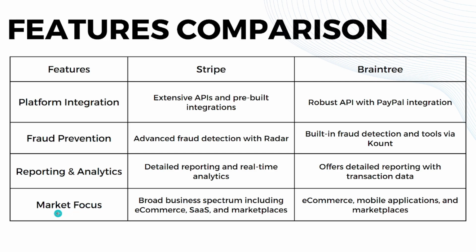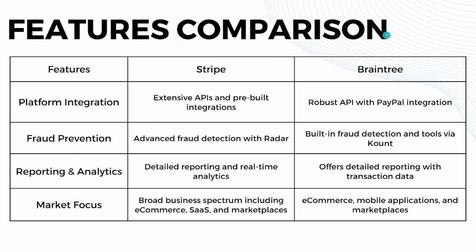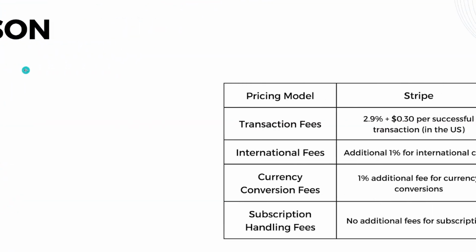And lastly, for market focus, Stripe has a broad business spectrum, including e-commerce, SaaS, and marketplaces. While Braintree, same thing, they have e-commerce, mobile applications, and marketplaces. So that's it for the features comparison. So now let's go directly to pricing.